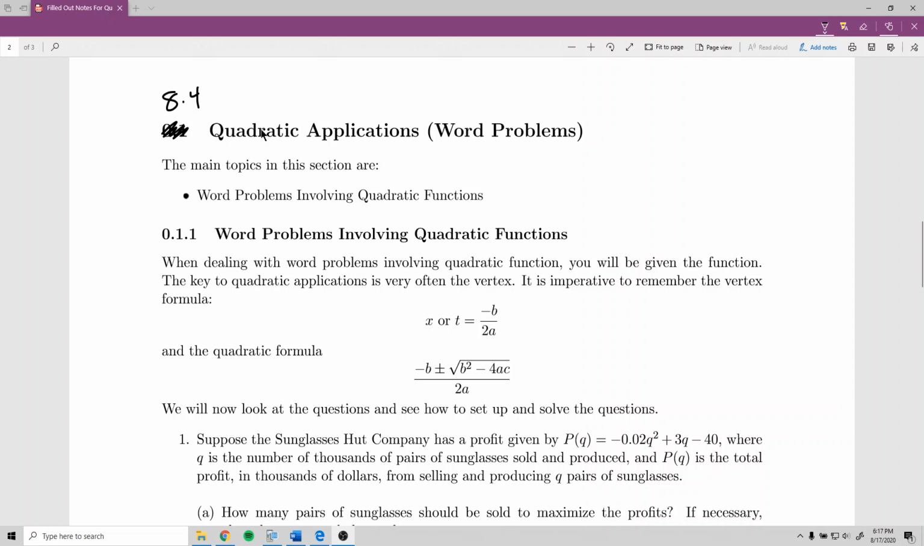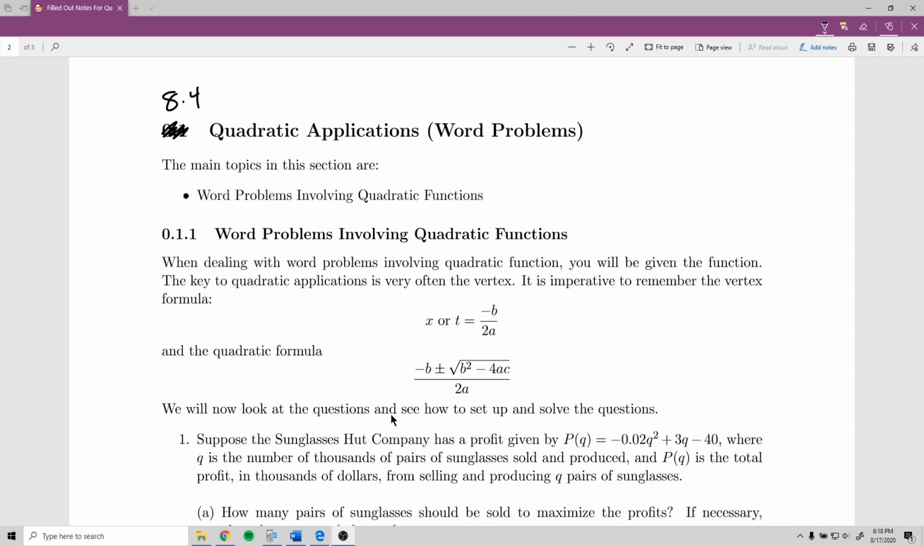This video will be on section 8.4, quadratic applications, or word problems. And that's all there is to this section. Now, when it comes to word problems with quadratic functions, we're not really in the kind of class where we can come up with equations for them. It usually requires something using physics or just formulas from business applications and things like that.